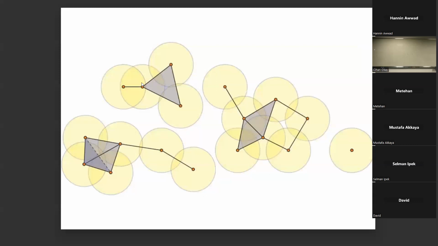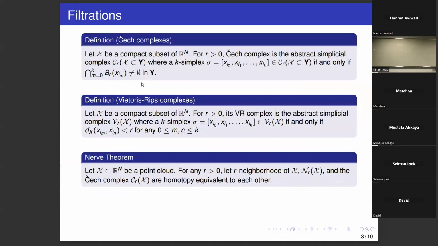So they are very closely related, but Čech complexes are geometrically more natural because of the following result. The Nerve theorem tells you that I am, as a geometer, mostly interested in these R balls. I give you a point cloud, I give you a filtration coming from the R balls of my point cloud, and it is homotopy equivalent to the corresponding Čech complex. Not the Vietoris-Rips complex, but the Čech complex. They are different.